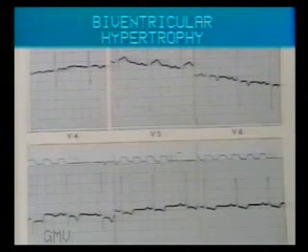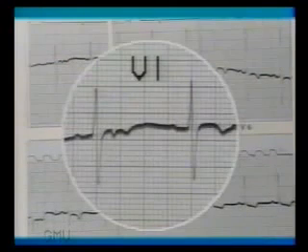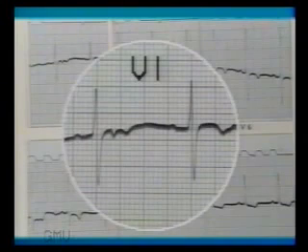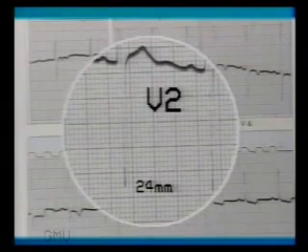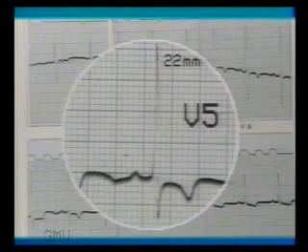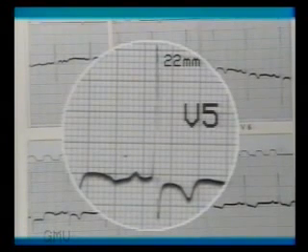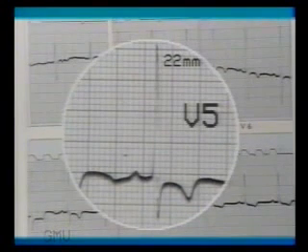Now this ECG shows biventricular hypertrophy. Note the tall R waves in V1 of right ventricular hypertrophy, and also note the deep S wave in V1 and V2 with tall R waves in V5 and V6 of left ventricular hypertrophy, and the strain pattern in V5 and V6. RV1 is 10 millimeters, so right ventricular hypertrophy is present. SV2 is 24 millimeters. RV5 is 22 millimeters. Their total is 36 millimeters. So left ventricular hypertrophy is also present with strain.